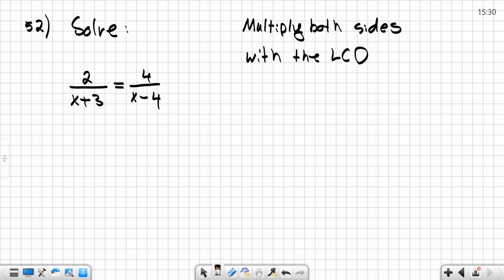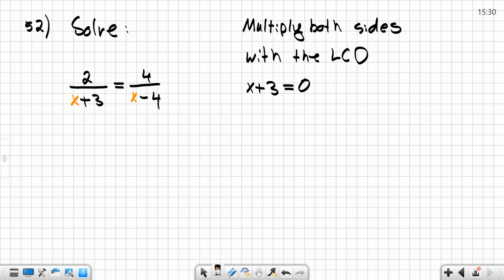Now, the problem that we are having right here is that we have variables inside the denominator. So we have to be careful about our possible solutions. This denominator cannot be equal to 0. X plus 3, whatever x is equal to, it is not allowed to make this equal to 0.